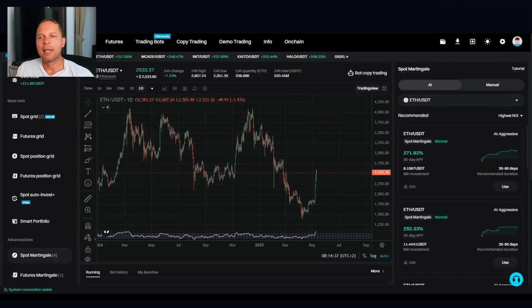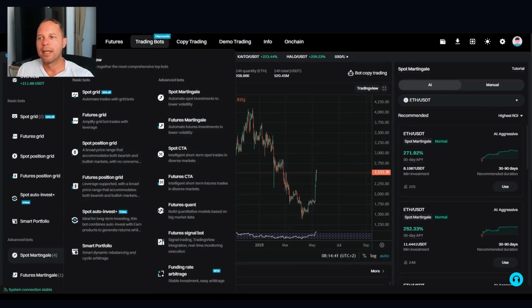Once you've deposited money into your Bitget account and it's in your spot account, you go up here to Trading Bots and click on Spot Martingale. Don't worry, Martingale, you might know this from various other mathematical examples. It always means doubling the stake. We won't be doing that in this case. Every amount we use for a buyback order is always the same sum.